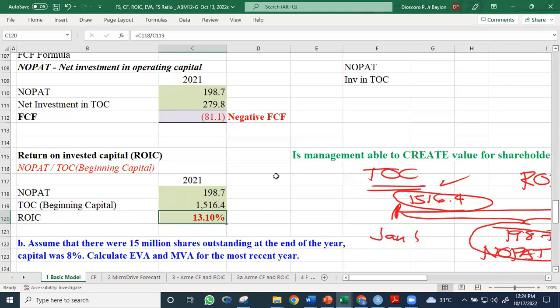Okay, pause again. Let me pause for a while and check kung you were able to follow and generate 13.10. Maka-chat please. 13.10 as your ROIC. Let's wait for the rest of the class to answer also.